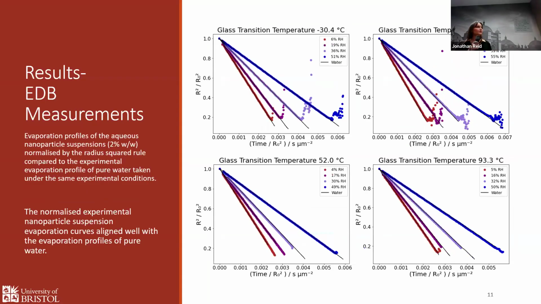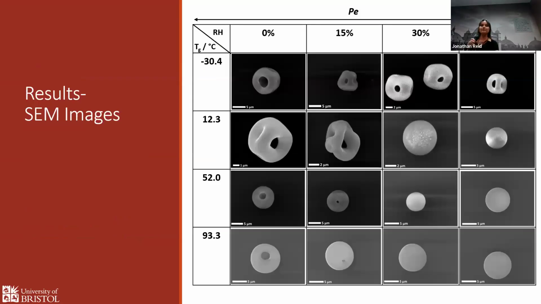And then just to corroborate this, this is the same curves from the last slide, but normalized using the initial radius. And then this is compared with the experimental water evaporation curves that I mentioned earlier with the probe measurement. And again, you can see these line up really nicely, so we don't see any change in the evaporation kinetics based on the nanoparticle suspension. So no effect on the evaporation kinetics.